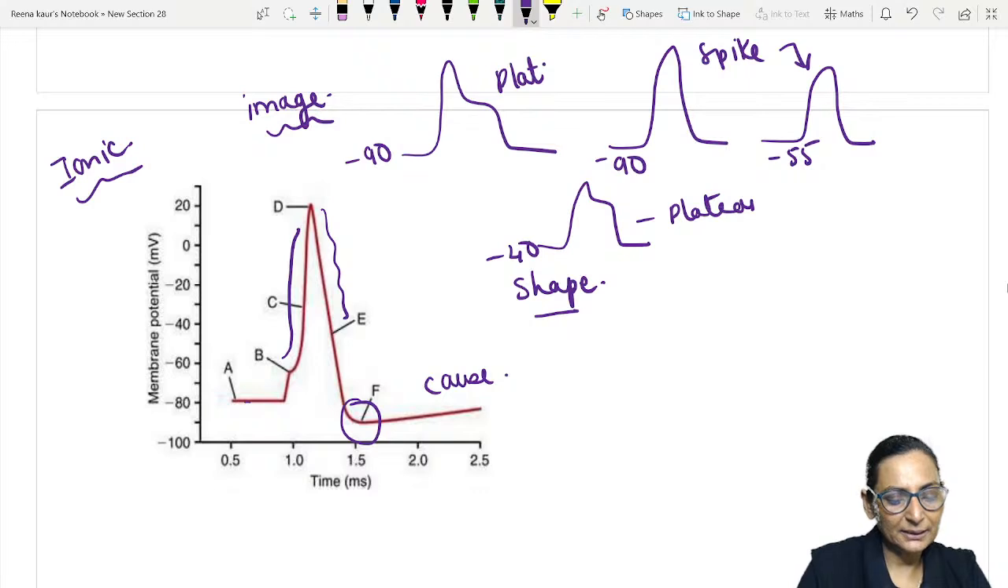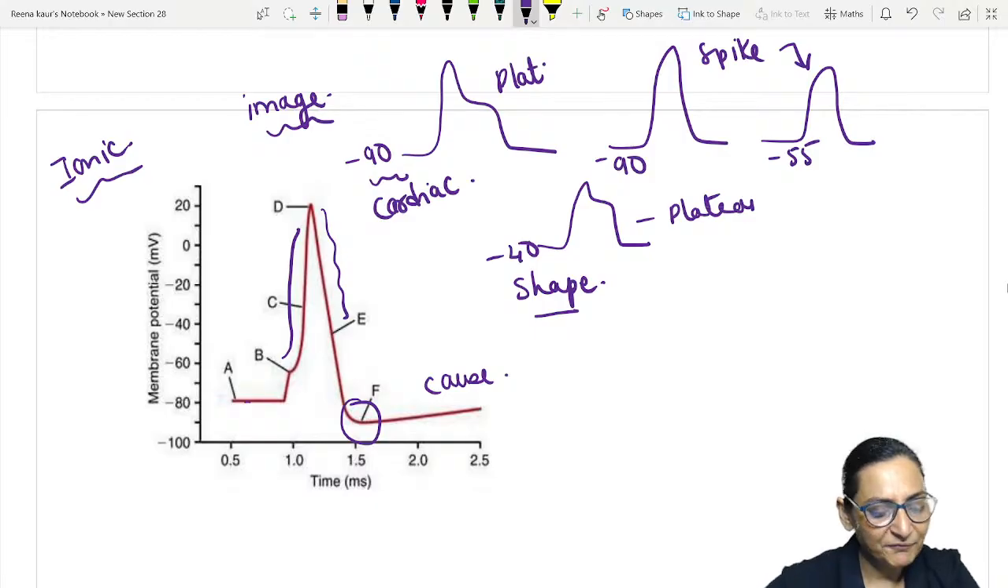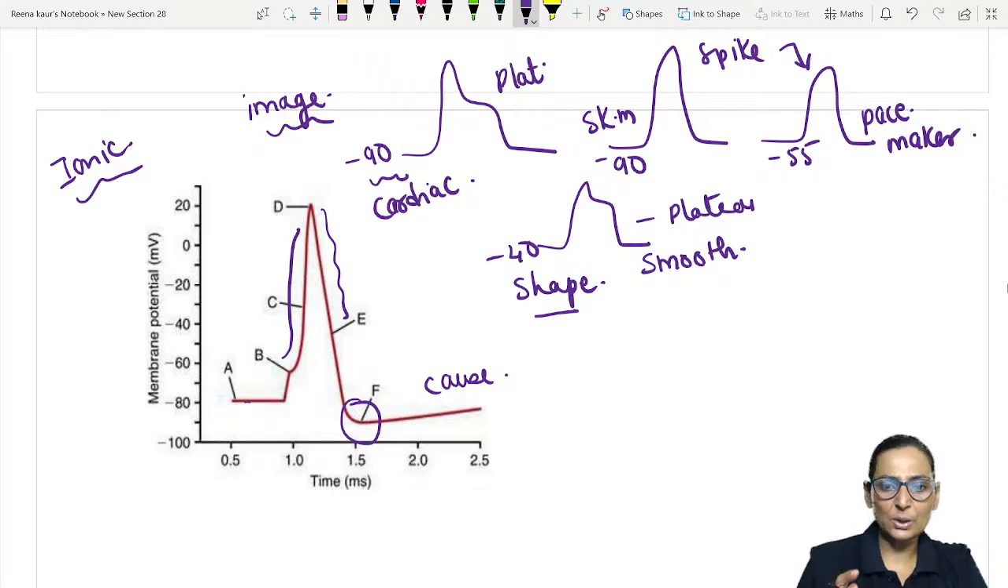So आपको क्या देखना चाहिए? सबसे पहले आपको देखना चाहिए कि उसका शेप क्या है, स्पाइक है या प्लेटो, और फिर आपको देखना चाहिए उसका RMP कितना है. So plateau and RMP 90 cardiac muscle, plateau and RMP 40 smooth muscle, spike minus 90 skeletal muscle, spike minus 55 pacemaker potential, that is the potential of the SA node, right? So always concentrate on the shape of the action potential and the resting membrane potential, right?